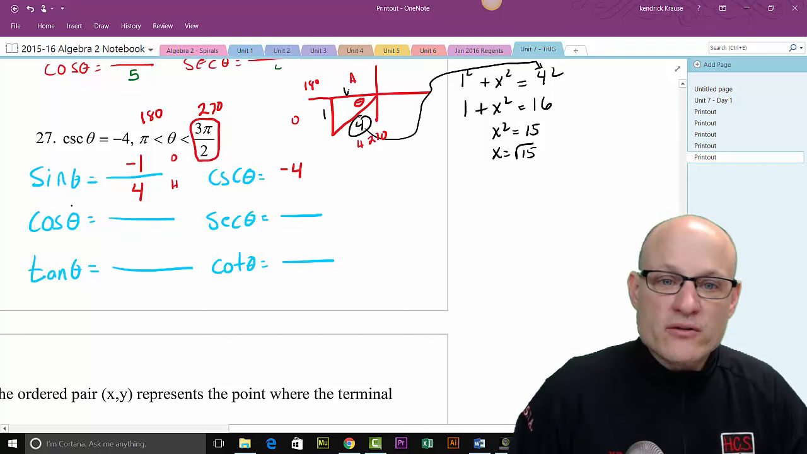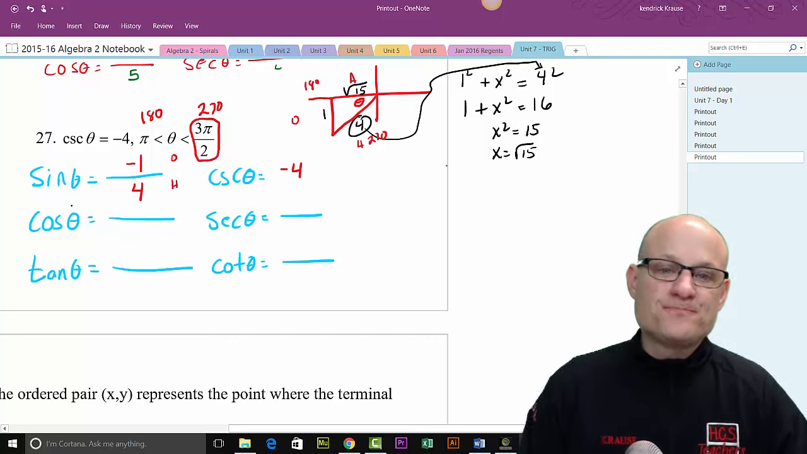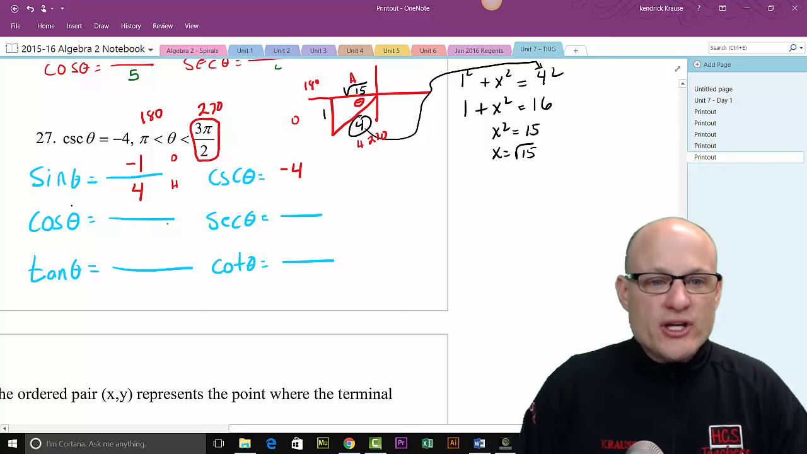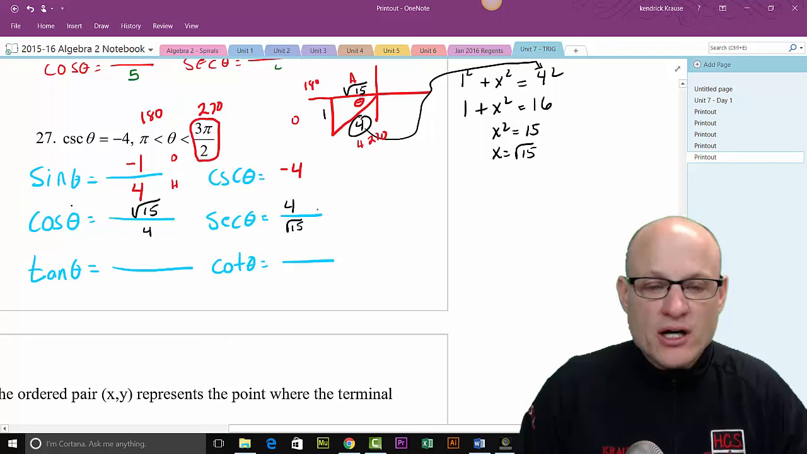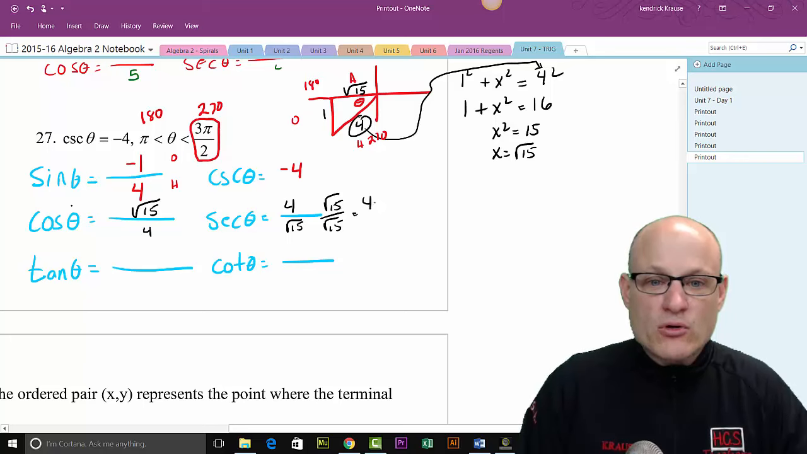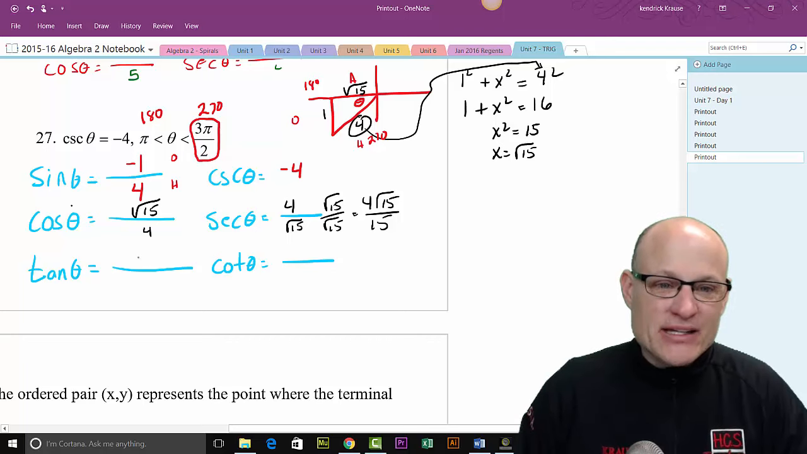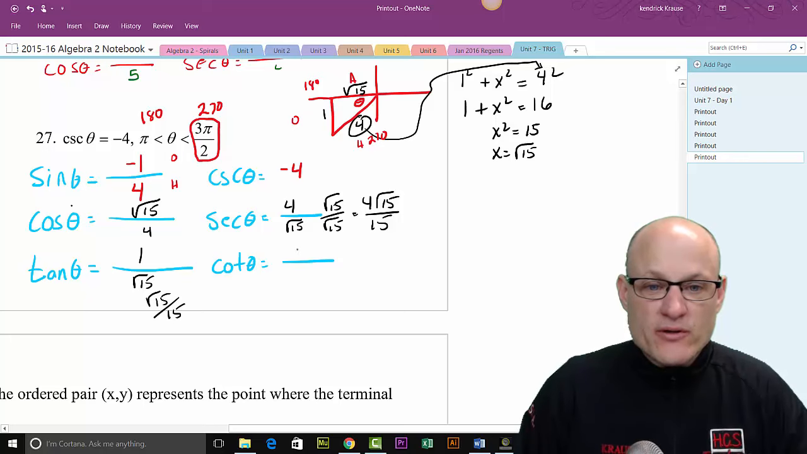So now I know this is the square root of 15. So cosine is adjacent over hypotenuse, square root of 15 over 4. That means this is 4 over the square root of 15, which is now going to get ugly because I've got to multiply by square root of 15 over the square root of 15, and I get 4 square roots of 15 over 15. And tangent is opposite over adjacent, so this is 1 over the square root of 15, and if you rationalize this, you end up with square root of 15 over 15. And this is just the reciprocal of this, which is just the square root of 15 over 1, which is just the square root of 15.